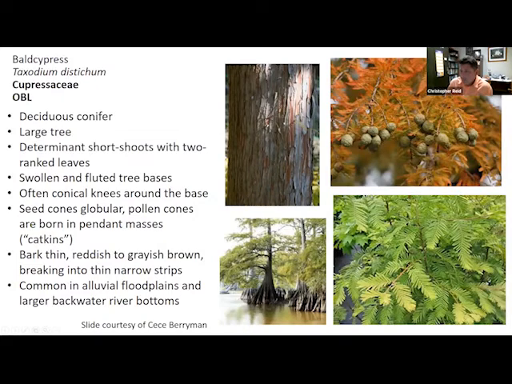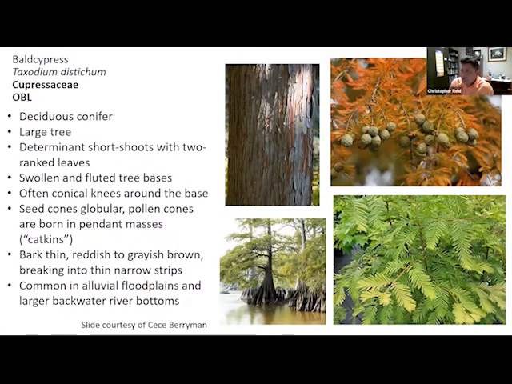As a conifer, the pollen and seed cones are borne on the same tree, so it's monoecious, however you pronounce that. Pollen cones are really small. They preform in the fall, and they're in these little dangling pendant masses. They're referred to as catkins, which is an inflorescence type. It's not a flowering plant, but I guess there's no law against calling them catkins.